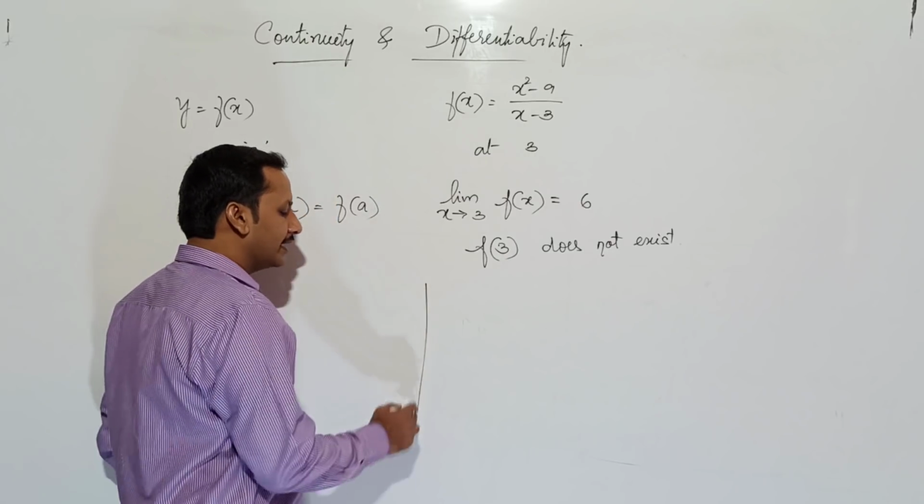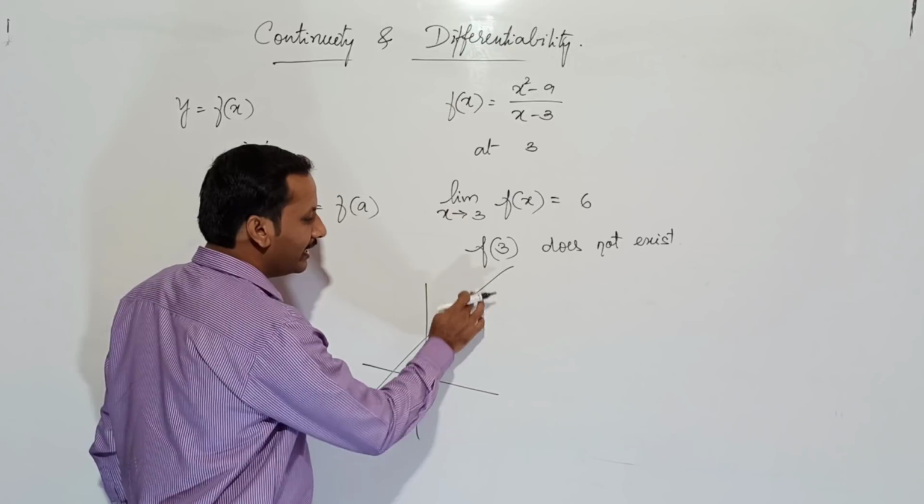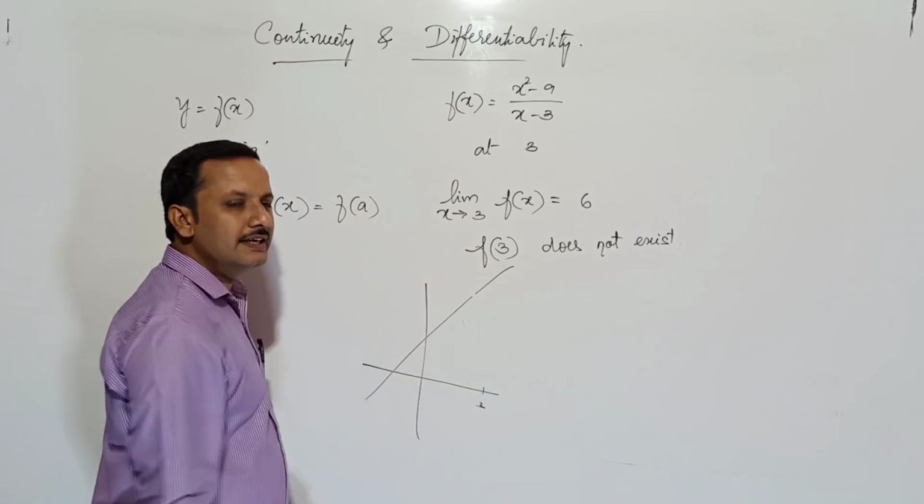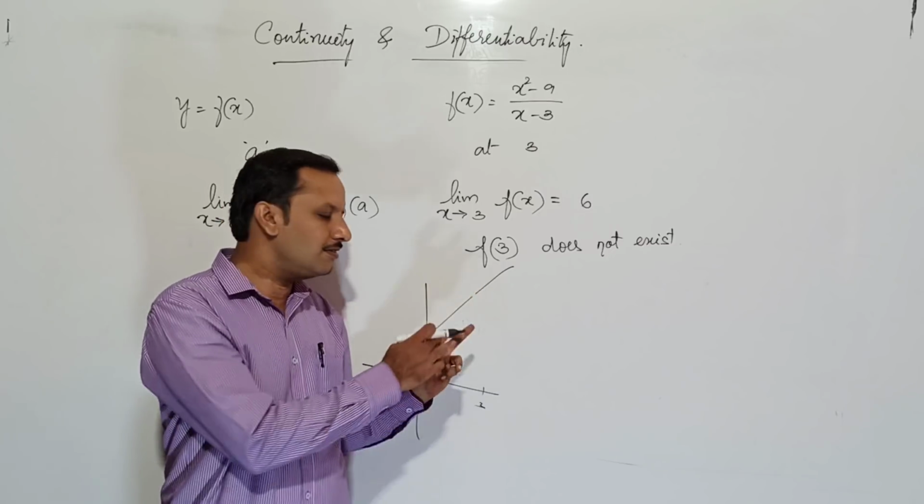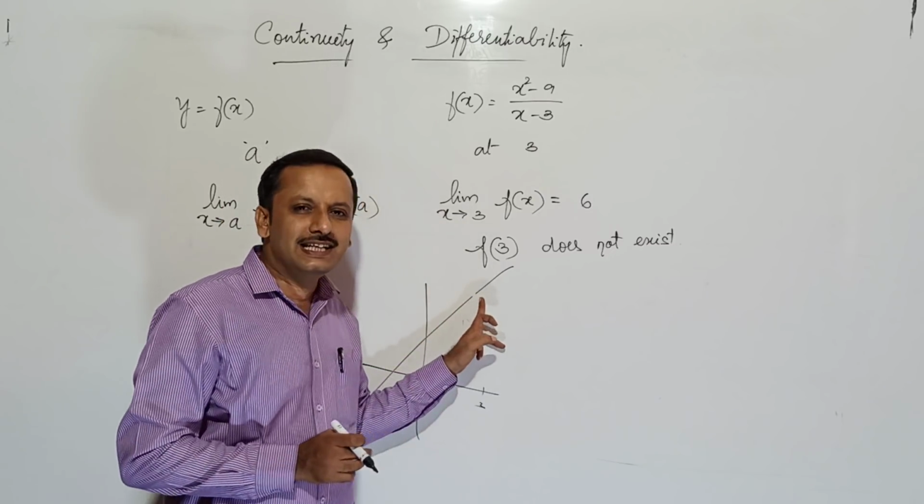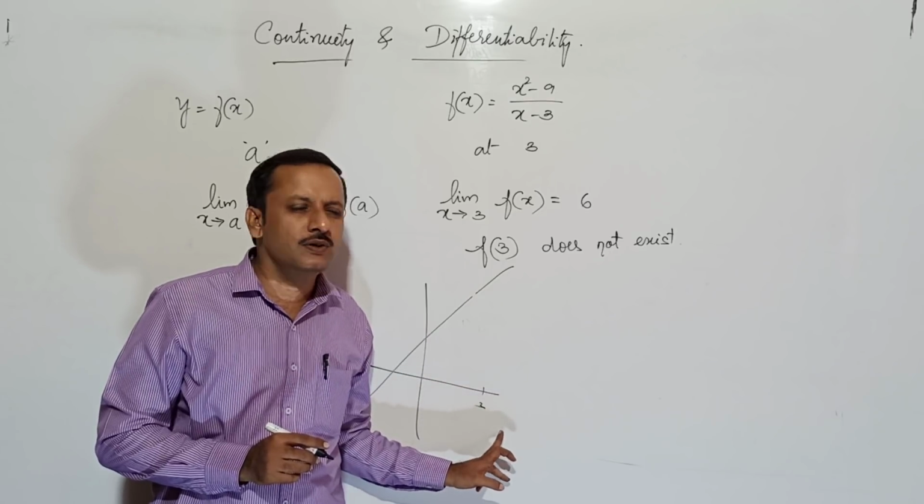Now, I'll go back to that graph. So, there was a break at 3. So, you just recall that. At 3, there is a break. So, the function is discontinuous at x equal to 3.